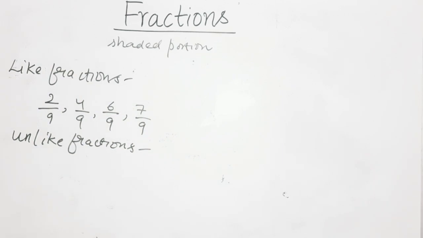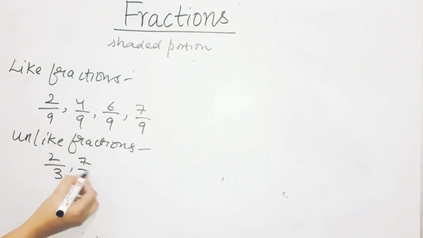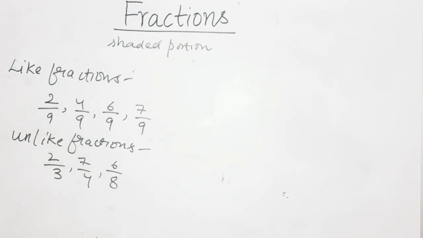So students, unlike fractions are the fractions where the denominators are different. That means the denominators are not the same. Okay? Like 2 upon 3, 7 upon 4, 6 upon 8. Are all the denominators the same? No. The denominators are not the same. So the fractions where the denominators are different are termed unlike fractions.